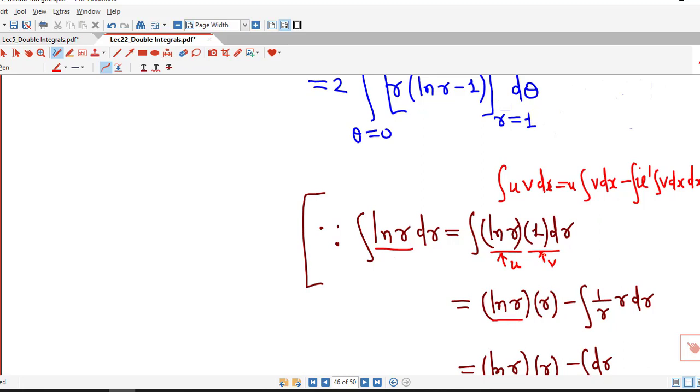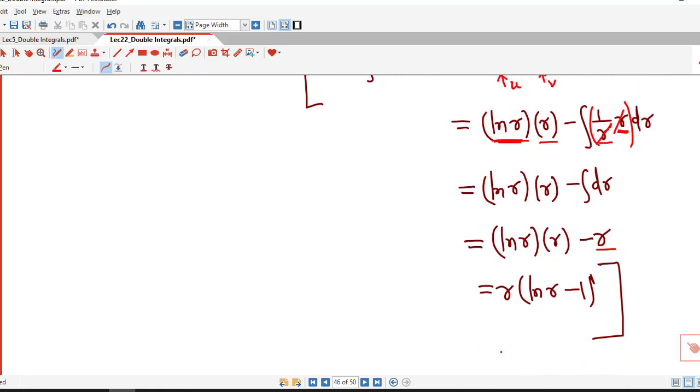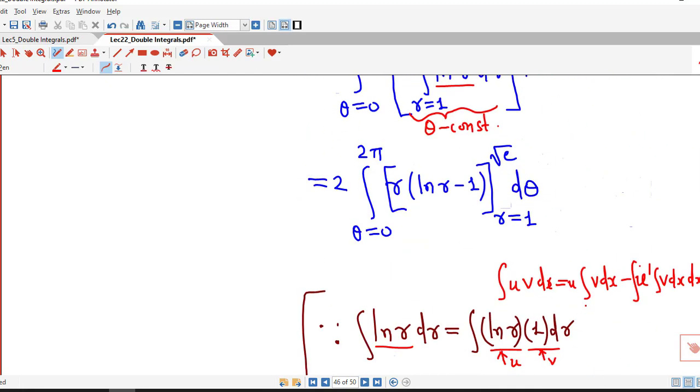So log r as it is, integral of 1 with respect to r is r, minus derivative of u, that is derivative of log r, which is 1 by r, and integral of 1 with respect to r is r, and this product will be integrated with respect to r. So here r will cancel out, integral of dr is r. So we have integral of log r can be written as r times log r minus 1, that we have written here. So now we substitute upper limit and lower limits of r.